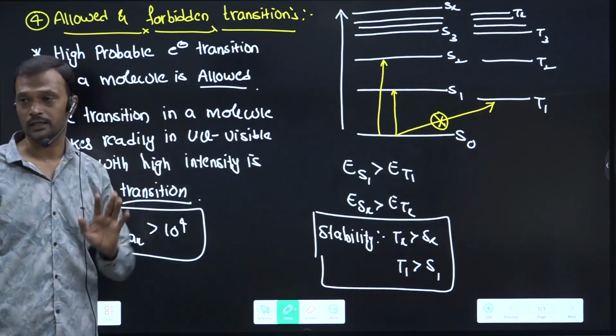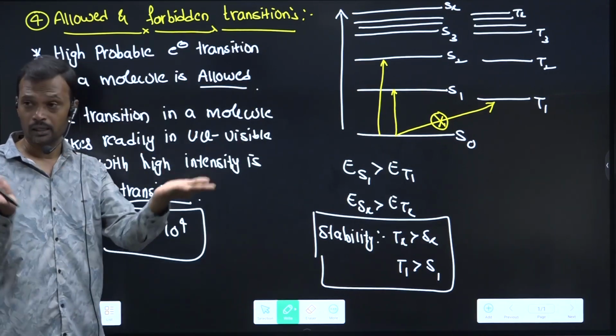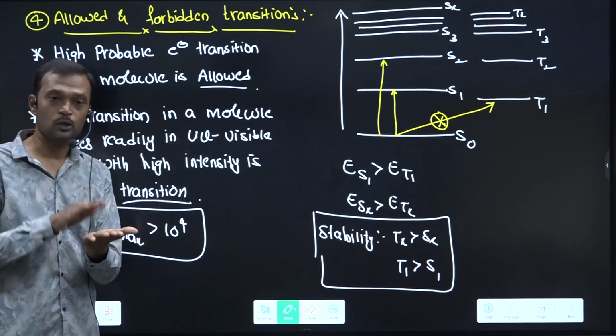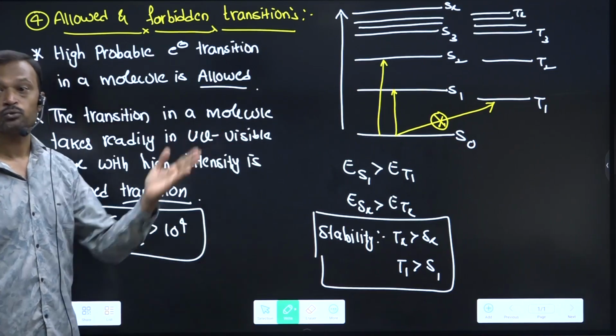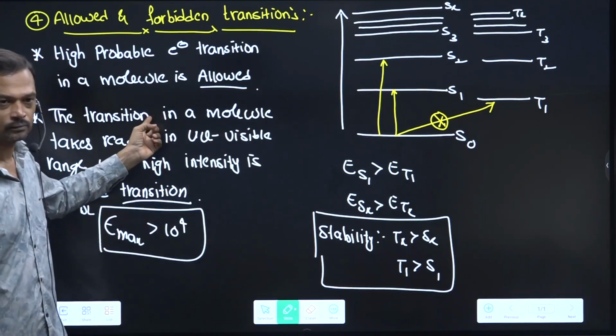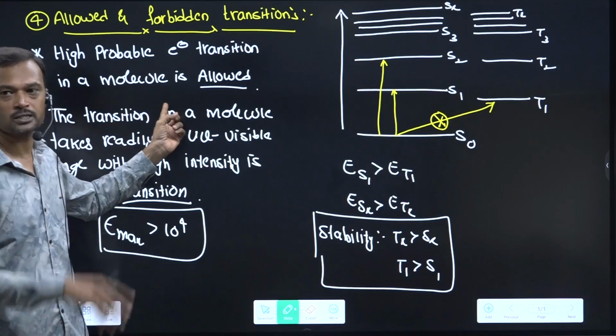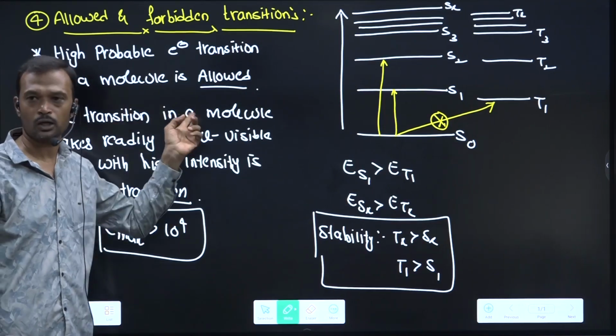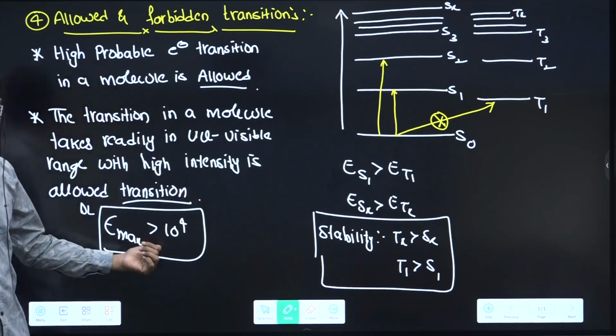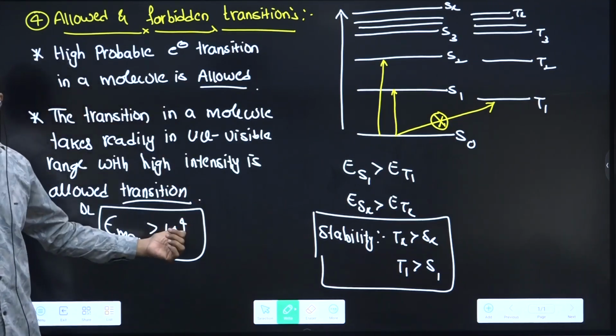Forbidden means many reasons are there. Forbidden means many possibilities are there. It may be slow, dead slow, not possible. That all are belongs to forbidden. Allowed means only first person. Whichever transition will give very fast response, that is called allowed. Whose absorption maximum is what? 10 to the power of 4.